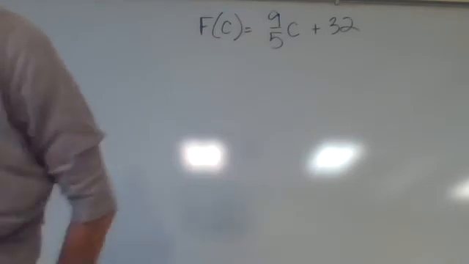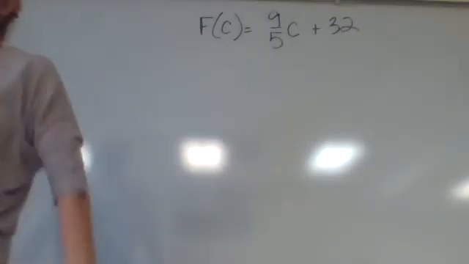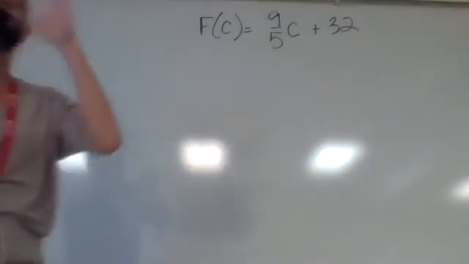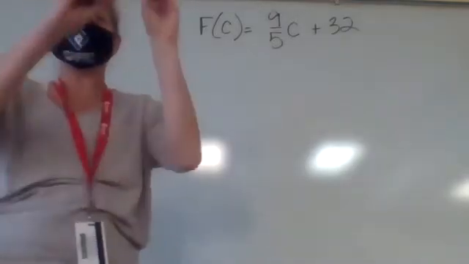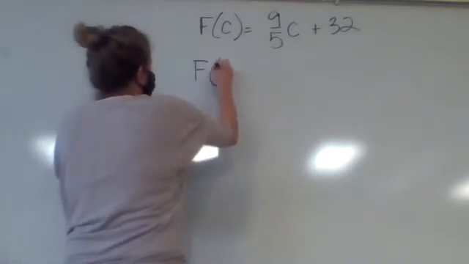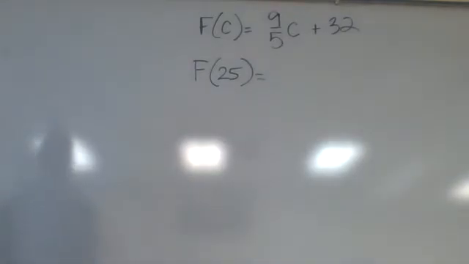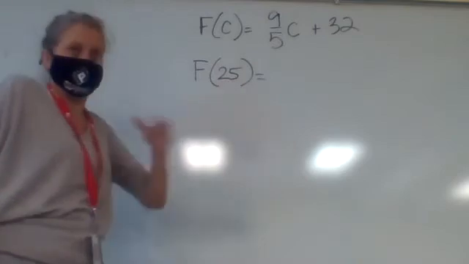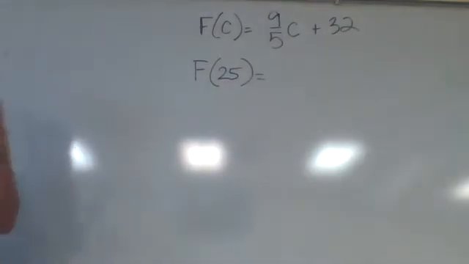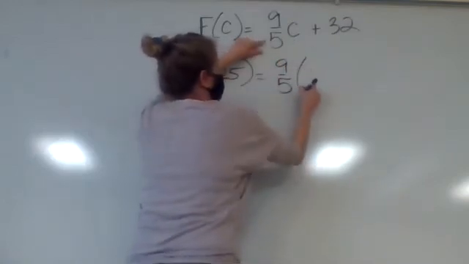Okay, so this problem says to find the Fahrenheit equivalent to 25 degrees Celsius. So the way that translates into what we've been doing with all that plugging in for x is what I'm actually finding is F of 25. Right? The Celsius number is 25. Which means I'm going to replace the Celsius in this formula with 25.